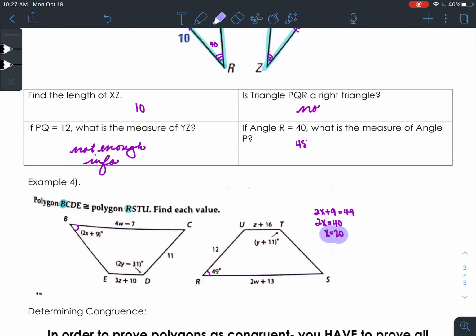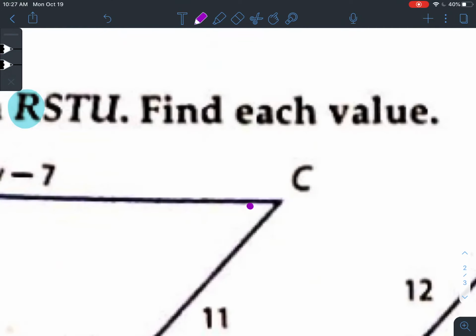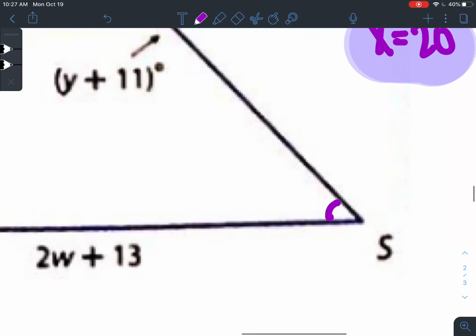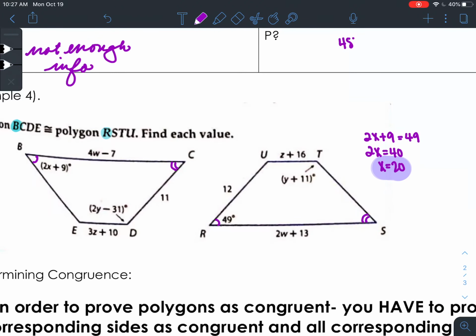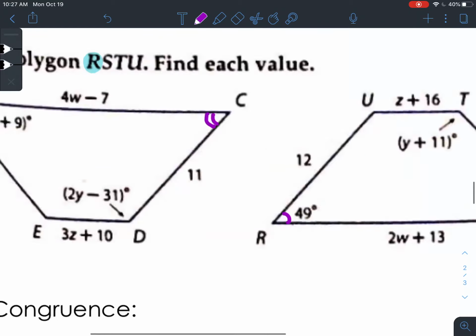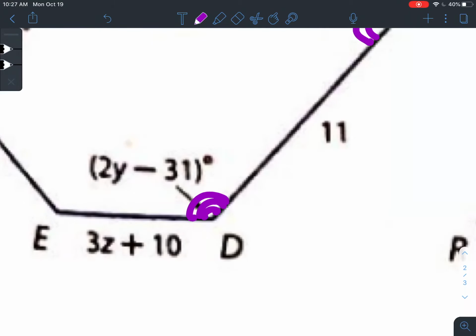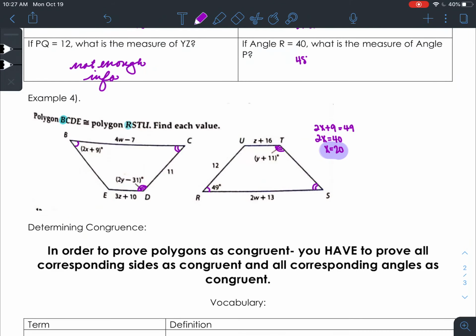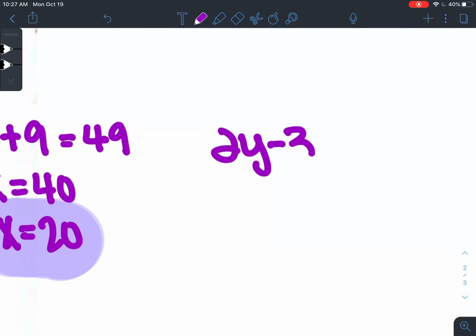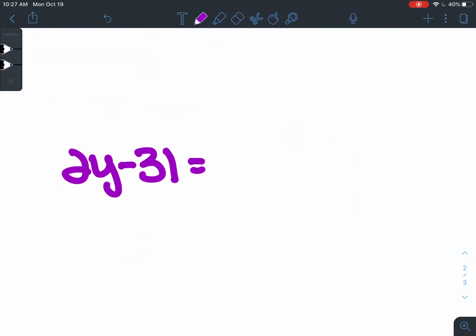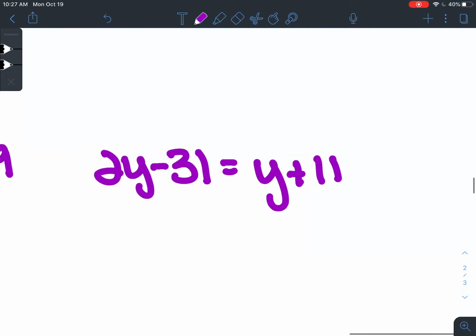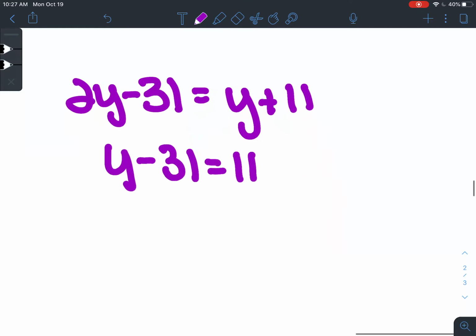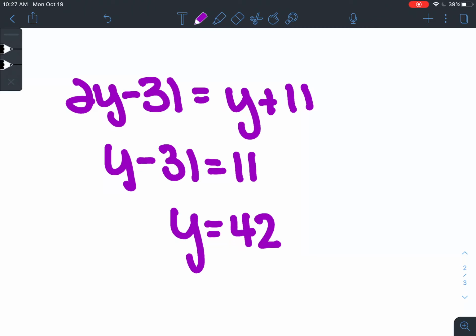Now let's look at the fact that we have angle C congruent to angle S. Let's mark that anyway. That doesn't really help us. Then we have angle D congruent to angle T. I have angle D right here, with 3 swoops, congruent to angle T. So I'm going to set 2y minus 31 equal to y plus 11. Solving, I'm going to subtract the y. I'm going to get y minus 31 is equal to 11. Add that over. Y is equal to 42.